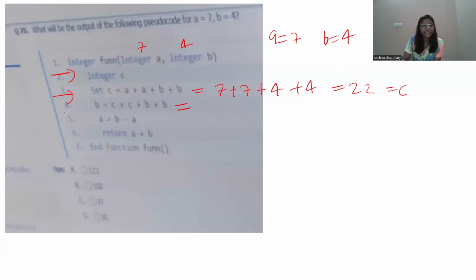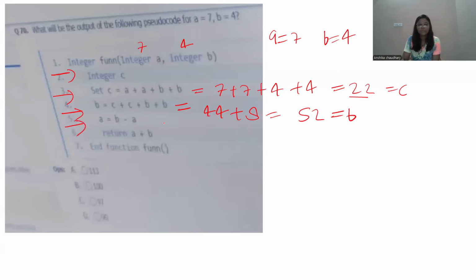Now in the next line, we need to update the value of B, and the B value will become C plus B. What is the value of C? It is 22. So 22 plus 22 will be 44 plus B, that means 44 plus 8. So what will it become? 52. Right, so it is the value of B now.